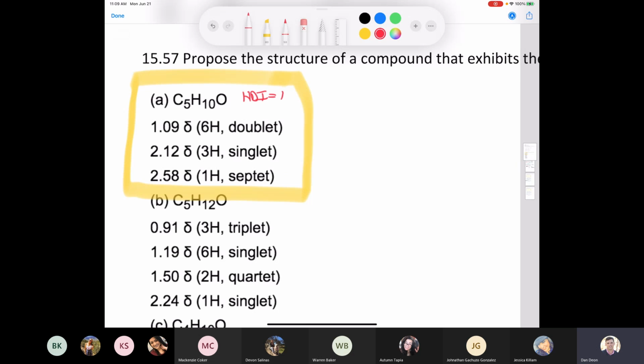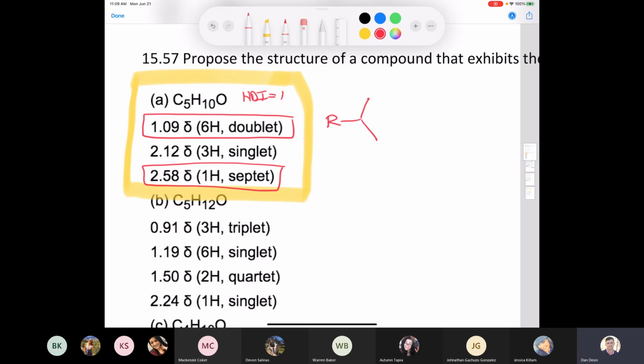Could anybody tell me any of the alkyl groups that might be present in this compound? In 15.57A, if I have a doublet that integrates for 6 protons and a septet that integrates for 1 proton, could anybody tell me what type of alkyl group I might have in my molecule? We looked at it earlier. Isopropyl, yeah. So you must have an isopropyl group in your compound.